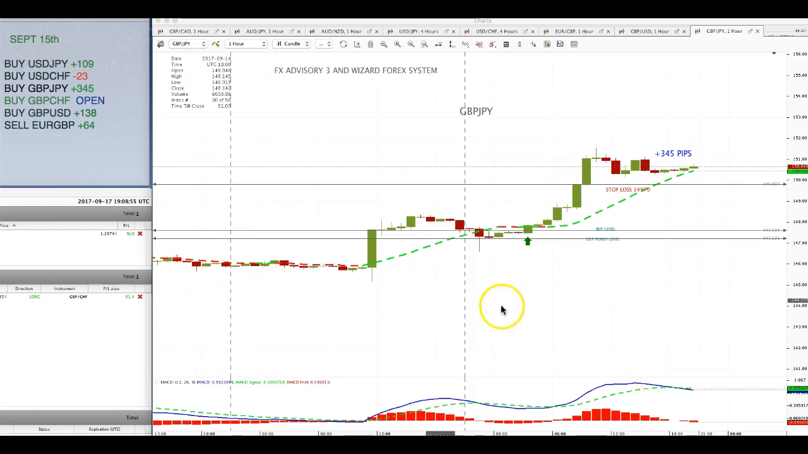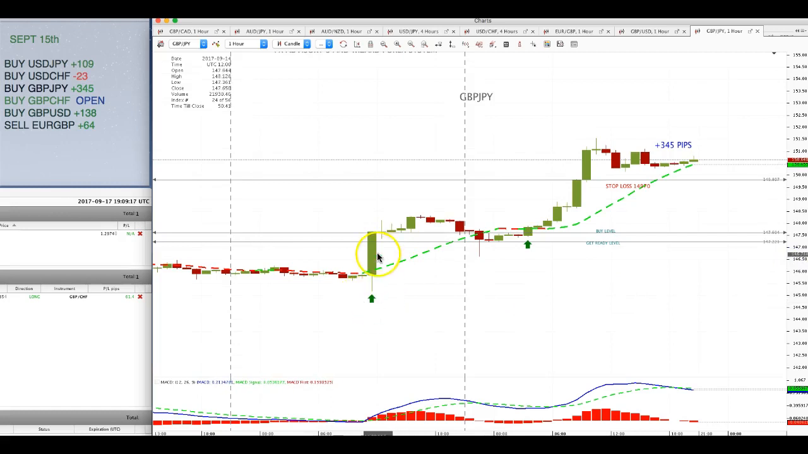So let's start with pound yen. Notice on pound yen, price shot up. We had an initial signal. I forgot to put it down here. This was the wizard. When you see an arrow, that indicates a wizard signal. When you see these lines, buy level, get ready level, that's the advisory indicator.